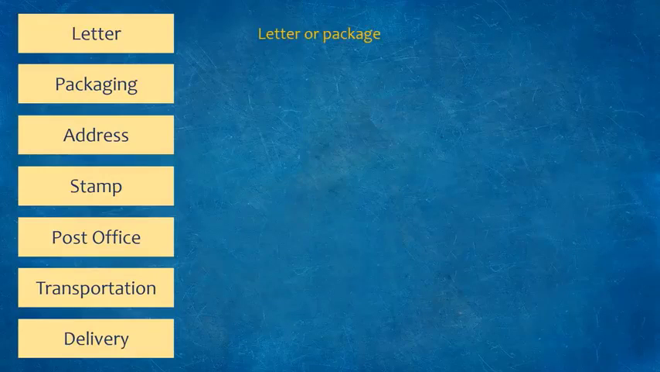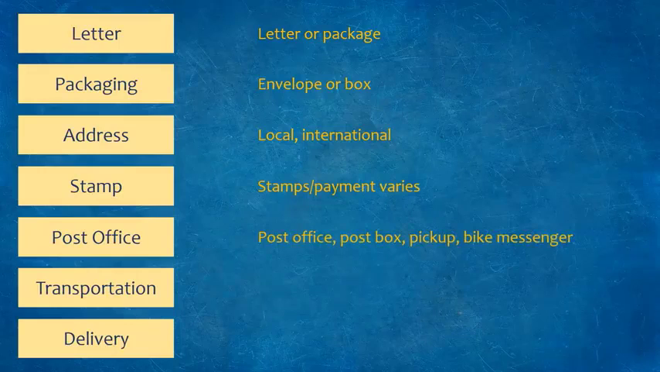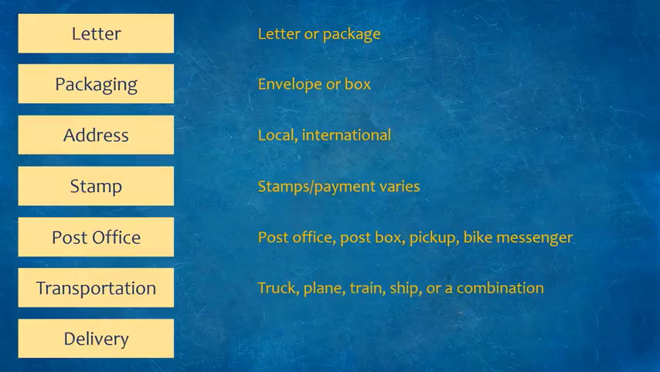For example, maybe we're not writing a letter, maybe we're sending a package. The address may be local or it may be international. This of course changes the number of stamps we'll need. When we're ready to send the letter, we could take it to the post office or drop it at a post box. Maybe a private courier will come and pick it up, or perhaps a bike messenger will be involved. It can then be taken to its destination by truck, plane, ship, or some other combination of transport. And finally, it may be delivered to a house, a business, or to a PO box.